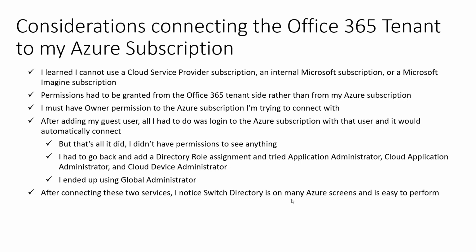After adding my guest user, all I had to do was log in to the Azure subscription with that user and it would automatically connect. But that's all it did. I didn't have permissions to see anything. So I had to go back and add a directory role assignment. And I tried Application Administrator, Cloud Application Administrator, and Cloud Device Administrator. I ended up using Global Administrator. After connecting these 2 directory services, I noticed Switch Directory is on many Azure screens and it's easy to perform.